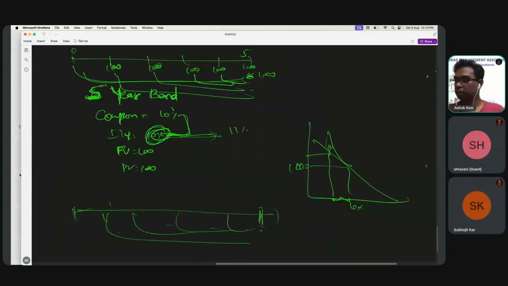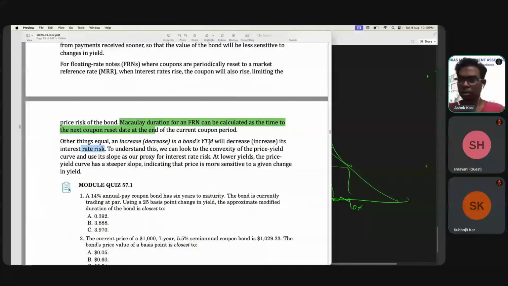That means sensitivity will be, I mean, is this paragraph fine or not? Yes, understood, fine. Okay.